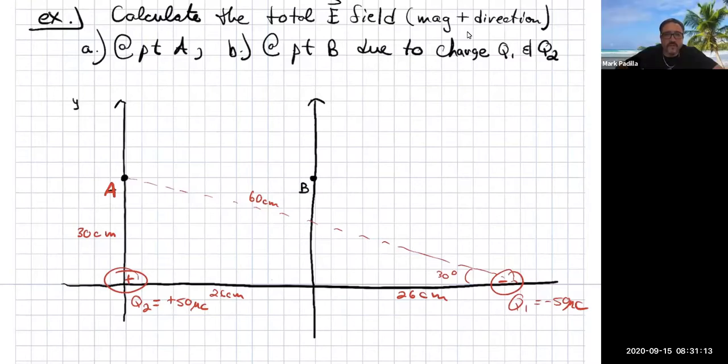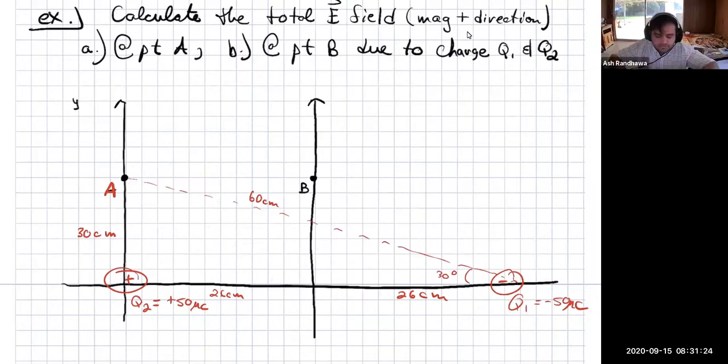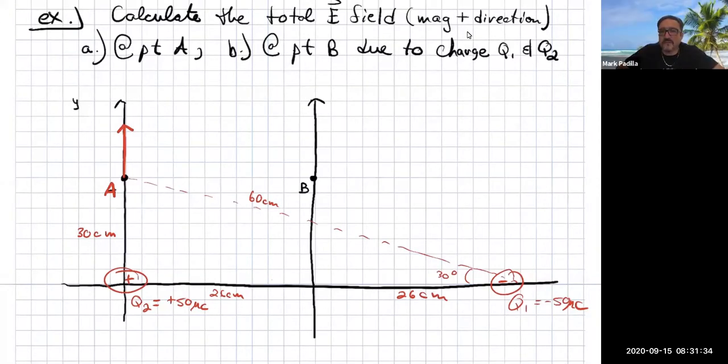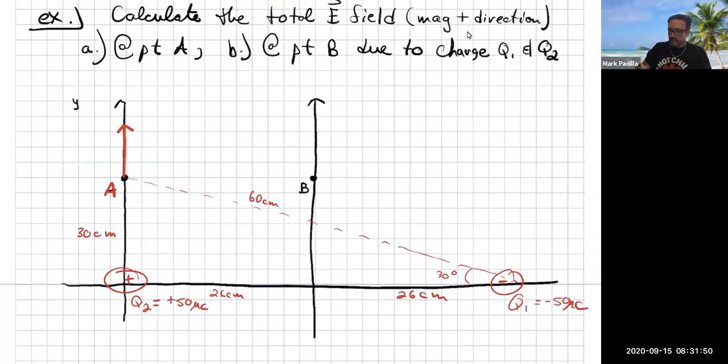So which way would the electric field point at point A due to Q2 on the axis? It would point out, up. Wait, why is it up and not all over? Oh, I see. Yeah, because we're using our axis. All right. Now at point A, which way is it going to point due to Q1? Exactly, in a straight line towards Q1.